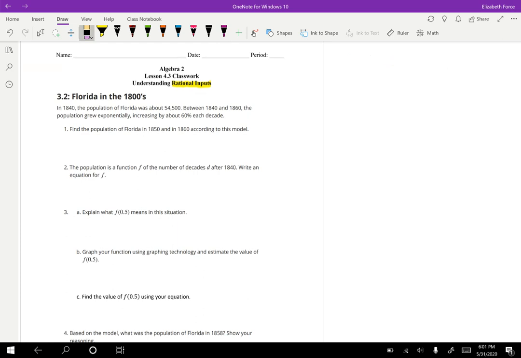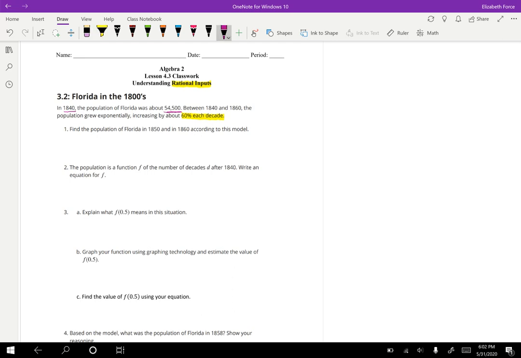So in 3.2, we kind of skipped around a little bit. We're looking at Florida in the 1800s. In 1840, the population of Florida was about 54,500. So in 1840, the population was this. Between 1840 and 1860, the population grew exponentially, and it increased about 60% each decade. So find the population of Florida in 1850 and 1860.